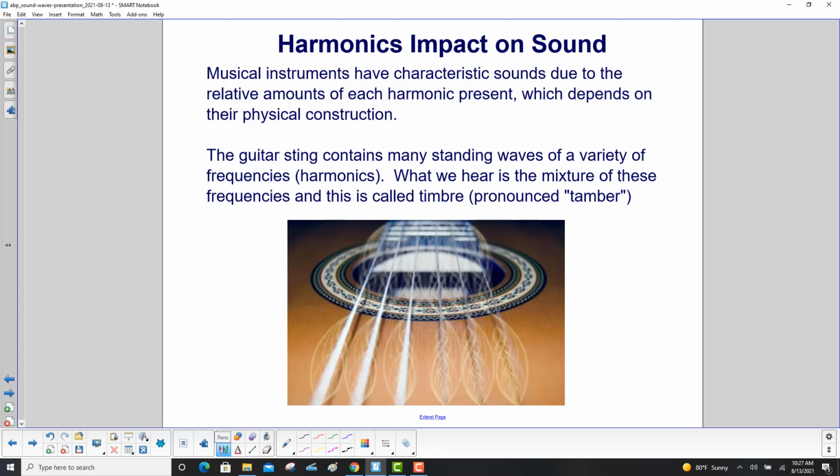Musical instruments have characteristic sounds due to the relative amounts of each harmonic present, which depends on their physical construction. The guitar string, and you see 6 strings there, contain many standing waves of a variety of frequency, or harmonics. What we hear is the mixture of these frequencies, and this is called the timbre. And we wrote this down so you don't forget that. Hopefully you can see the waves of the string vibrating there with this fast camera.